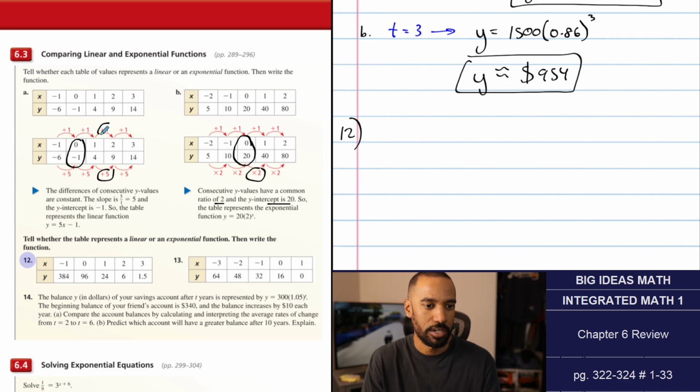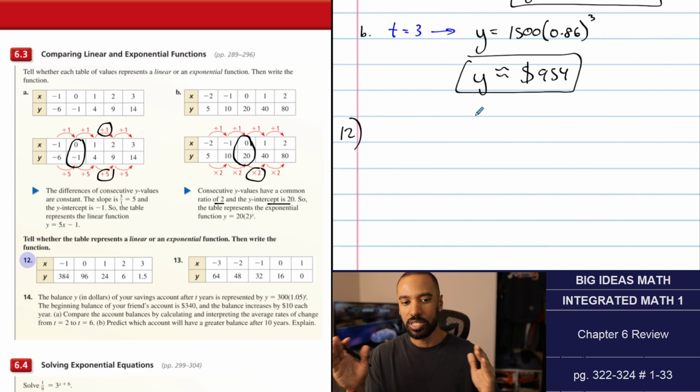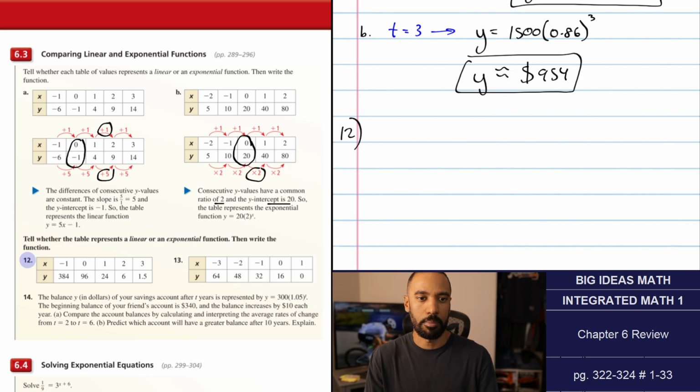Up 5 over 1, your slope is 5. So y equals 5x minus 1 is that equation. Okay, let's go to our problems. We're going to do the same thing on numbers 12 and 13. So let me copy this over.